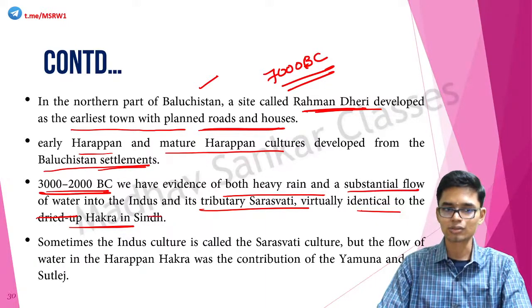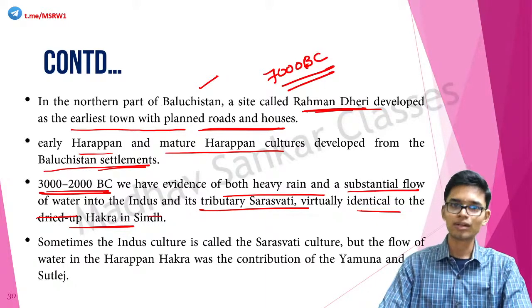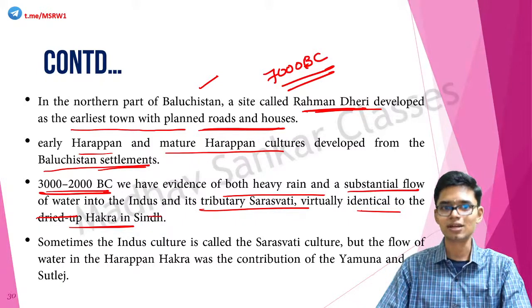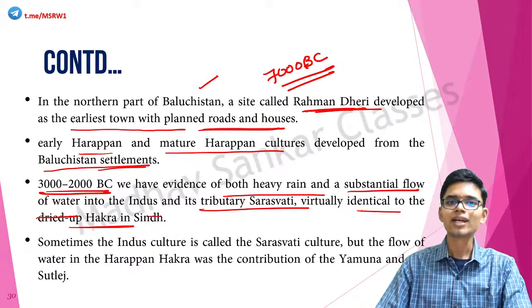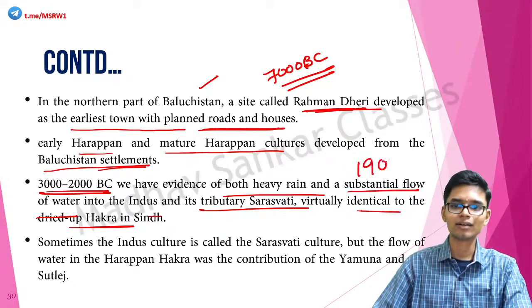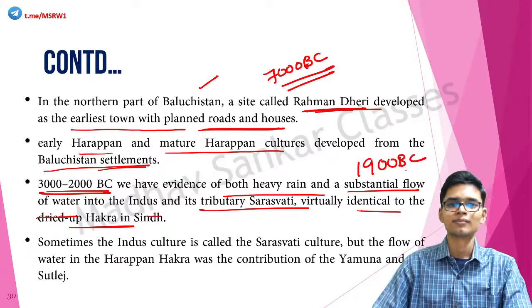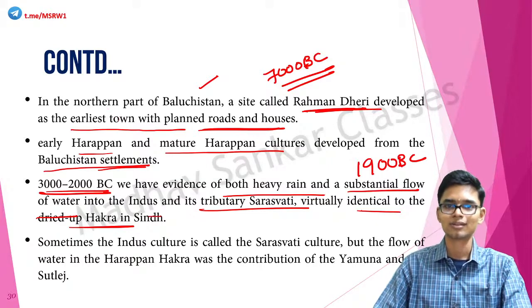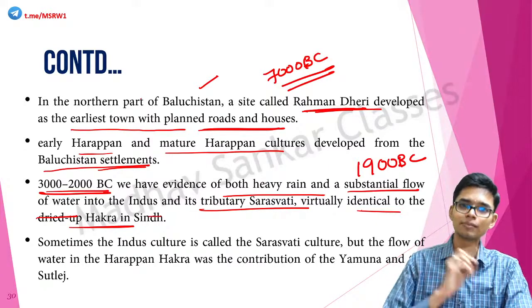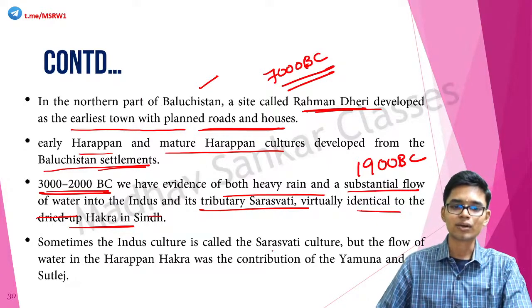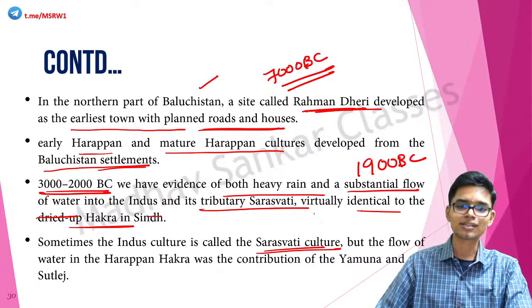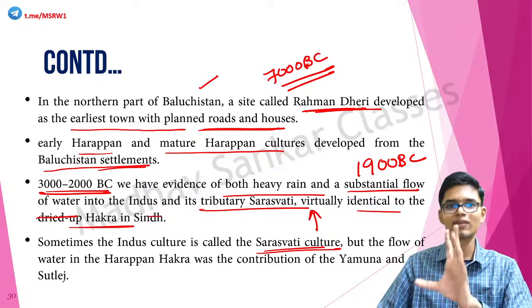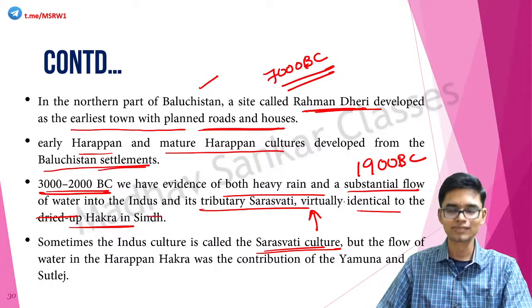In 3000 to 2000 BC. So during these times, Harappan civilization still flourished very well. The late Harappan phase begins in 1900 BC, 100 years after all these things. Sometimes the Indus culture is also known as Saraswati culture. This is the reason. Saraswati river was very vital to Harappan civilization, Indus Valley civilization.